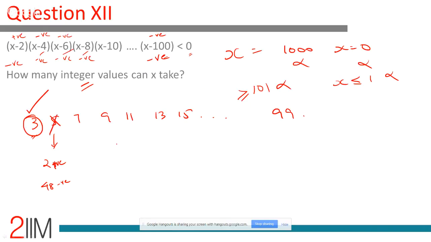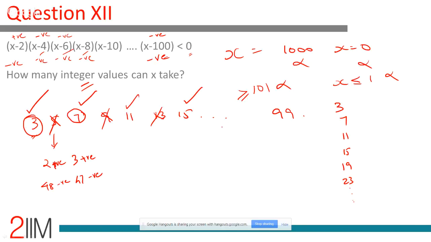We put x equal to 7. We have 3 positive terms and 47 negative terms. Odd number of negative terms. Still works. I think you can already sense a pattern. 9 won't work. 11 will work. 13 won't work. 15 will work. So every other odd number will work. So we have 3, 7, 11, 15, 19, 23, etc.